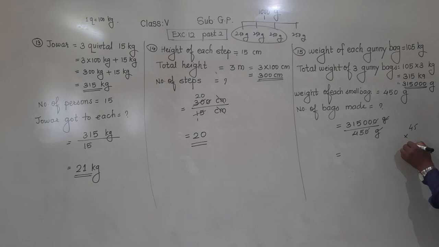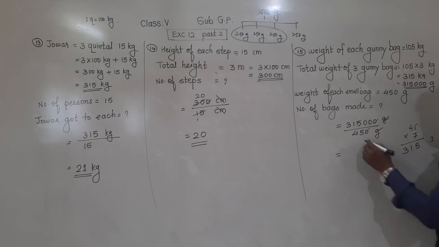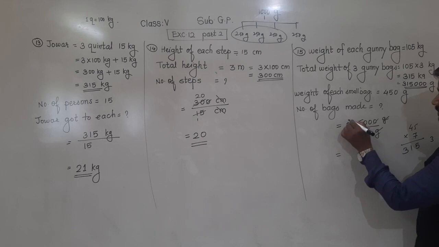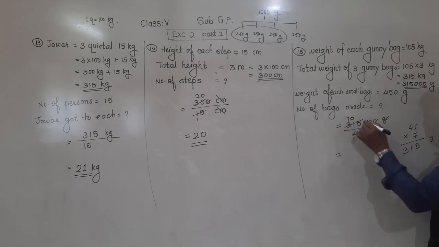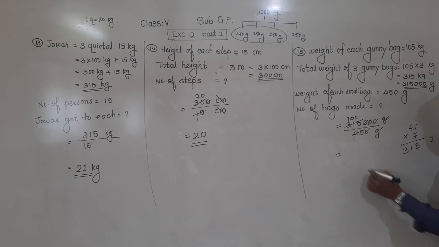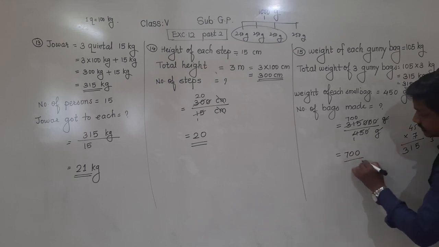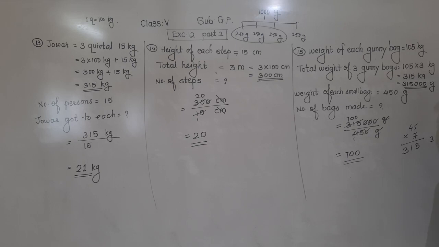45, 5 5s are 25. 2 carry 5, 4s are 22, 225. Okay, 45, 7 5s are 35. 3 carry. 7 4s are 28 and 3 is 31. Right? 45 7s are 315. See, 45 1 is 45. 45 7s are 315. 0 0. 0 0. So 700 bags. The number of bags made is 700.